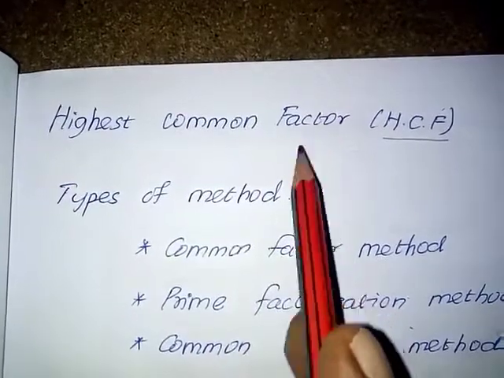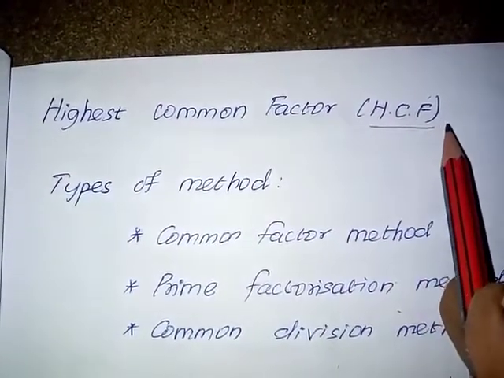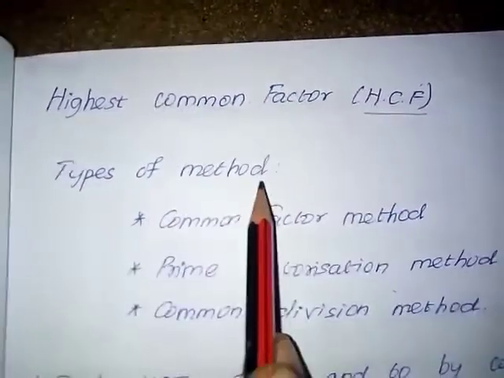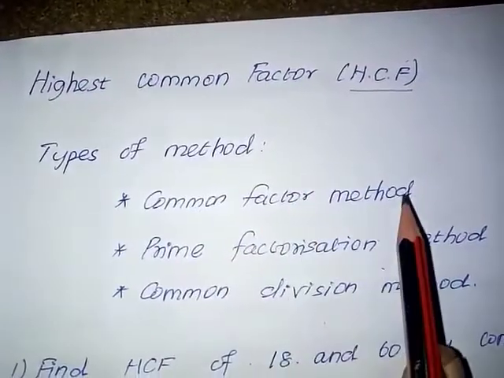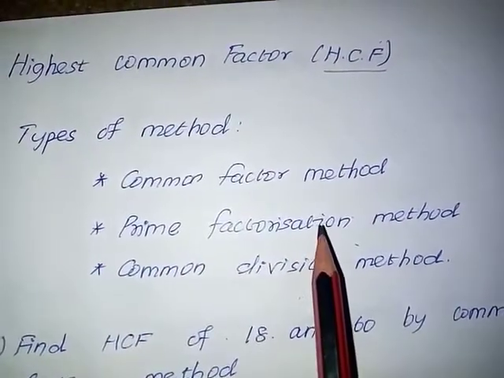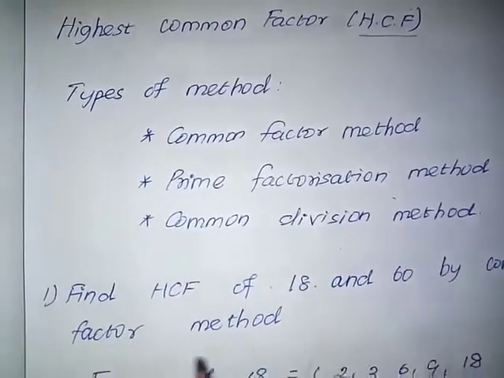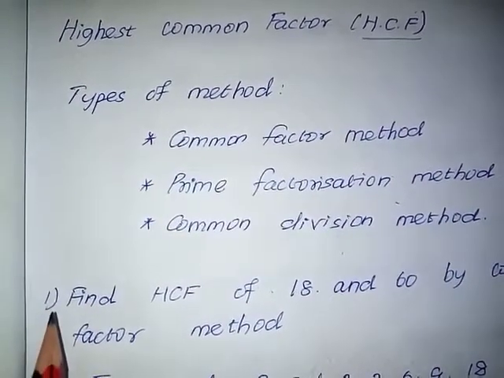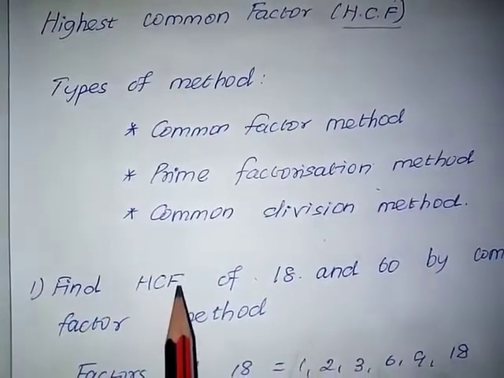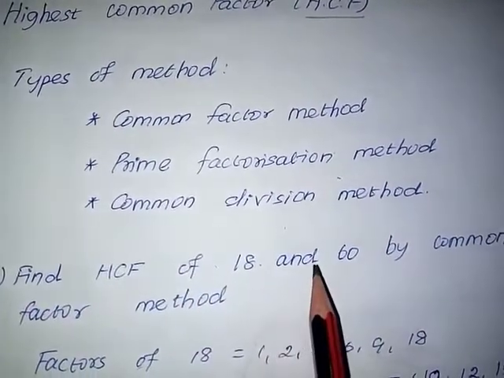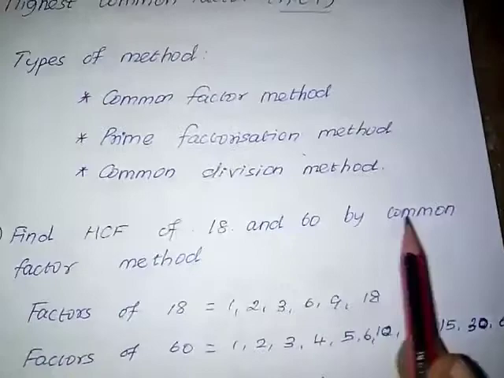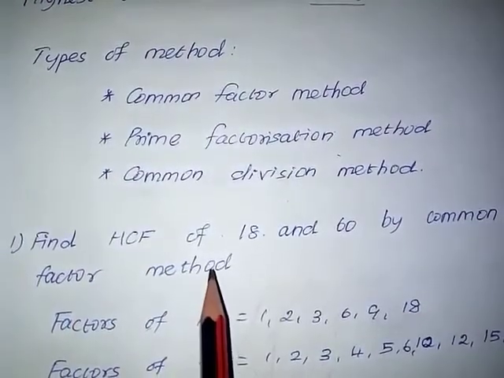Highest common factor, HCF. Types of method: common factor method, prime factorization method, common division method. Question number 1. Find the HCF of 18 and 60 by common factor method.